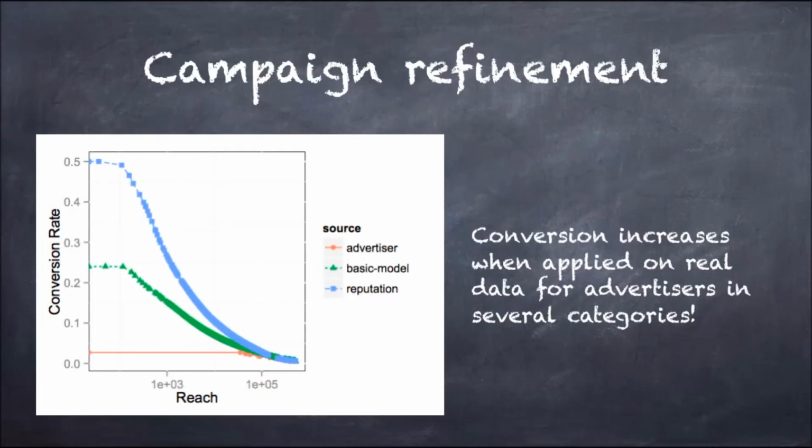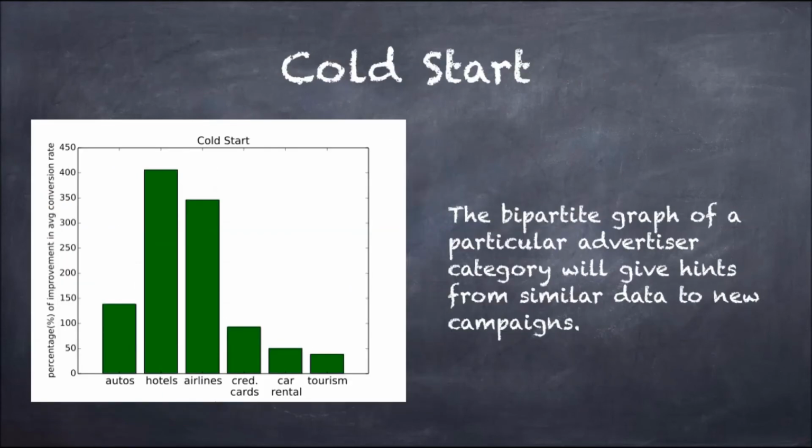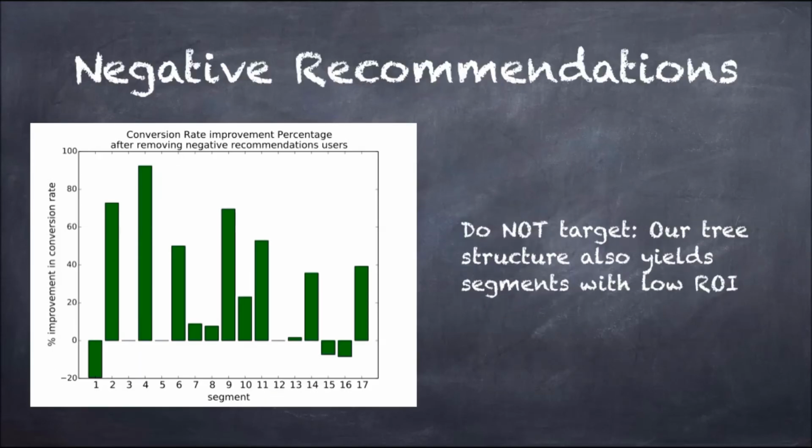Auto-segmentation achieves great campaign refinement as its segments show substantial conversion rate increase. Also, it retains high conversion rates even at cold start where a campaign is new to the system and recommendation is hard due to lack of history. Finally, it yields negative recommendations as well, showing which users to avoid as they most probably will not convert.